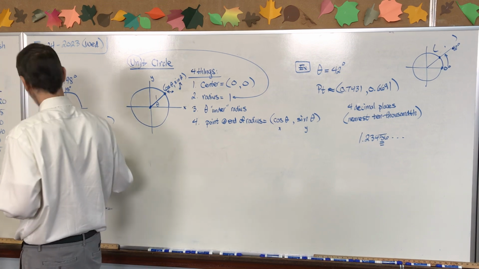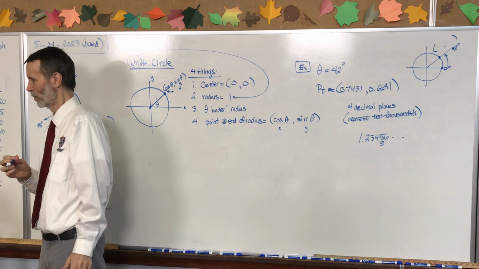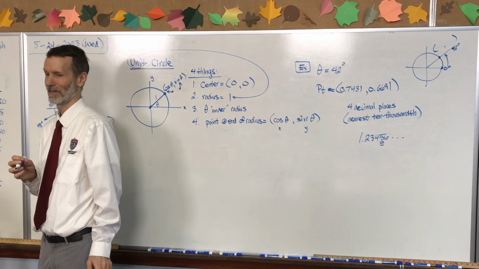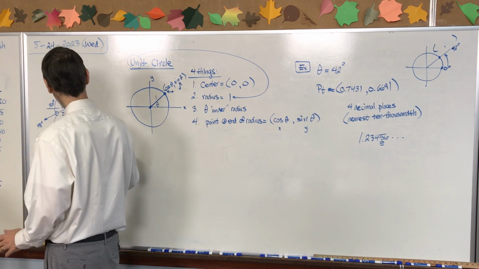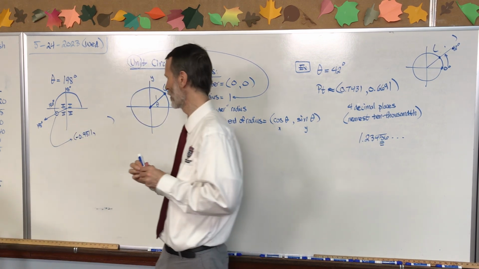Look at the next digit. 0.951, what comes after that? 5. That's half, so it rounds up to 0.9511. But you see what we got then?